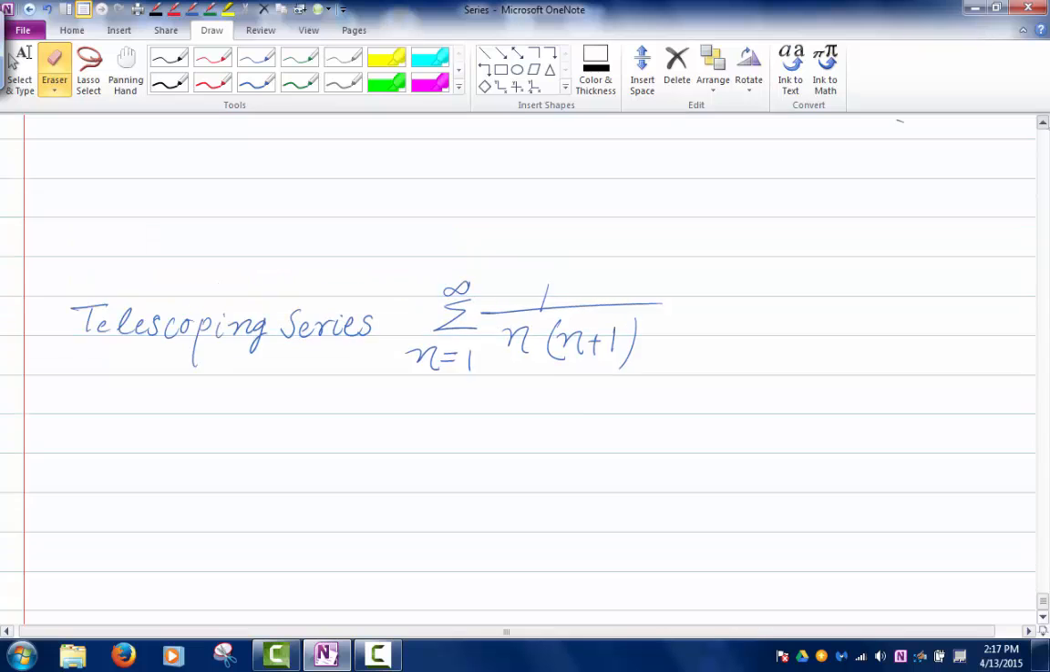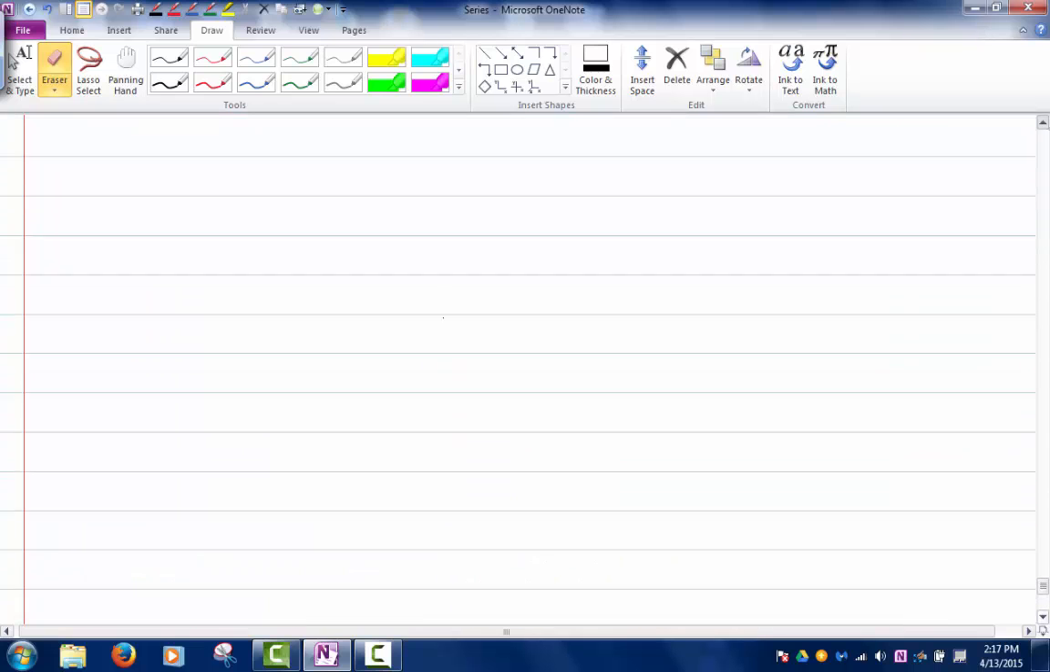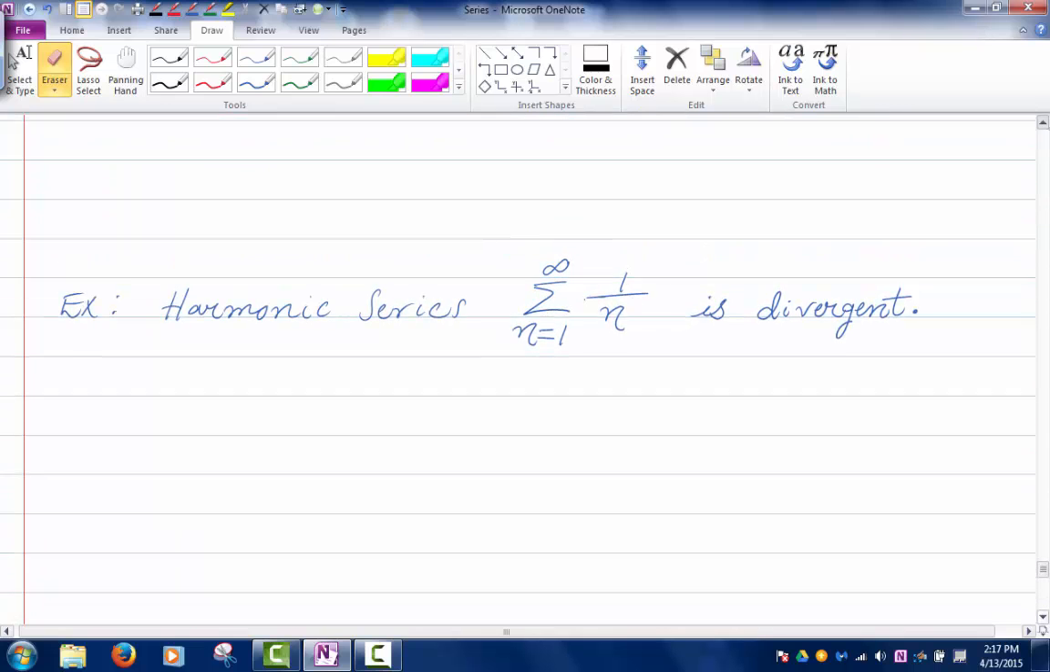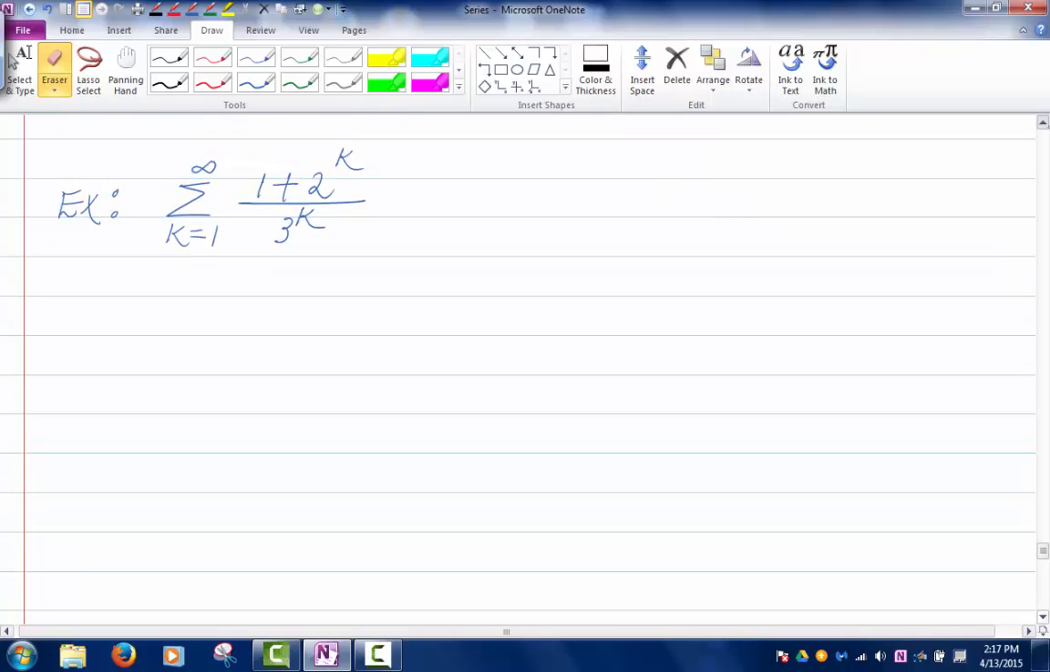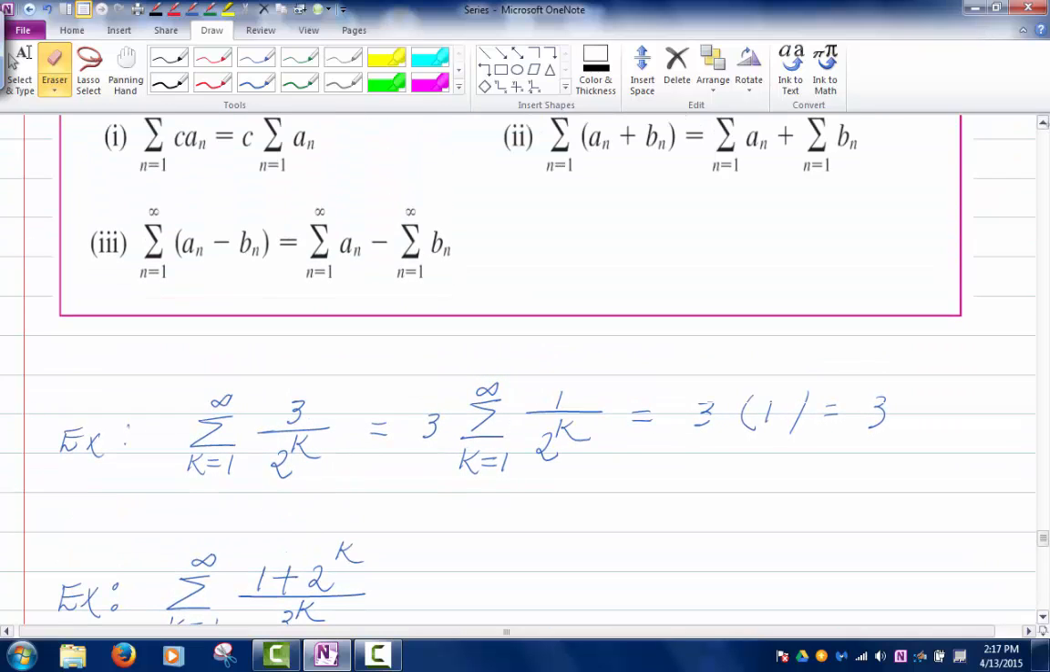The example is the summation k going from 1 to infinity of 3 divided by 2 to the k. And so what's the sum there? Notice that because 3 is a constant, by property number 1, I can factor it out. C here is 3. I can factor out the 3, and then I have the summation k going from 1 up to infinity of 1 over 2 to the k.